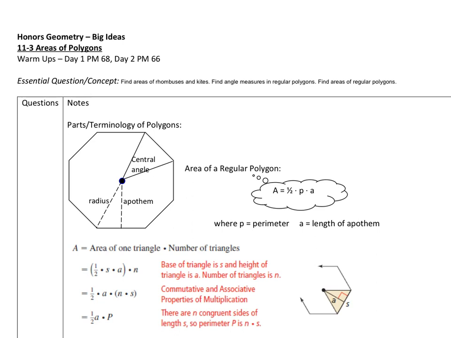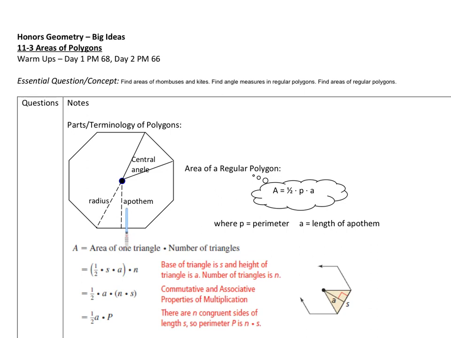So let's first start off with this polygon, and we're going to talk about some parts and terminology that we have. Just like in a circle, this central angle goes to the vertex, the center of this polygon. It goes from a vertex here, vertex there, and that will form a central angle. And if you take this piece, from that center to the vertex, that is what we're going to call the radius of our polygon. And then if you drop it down like this to be perpendicular, this is the radius.